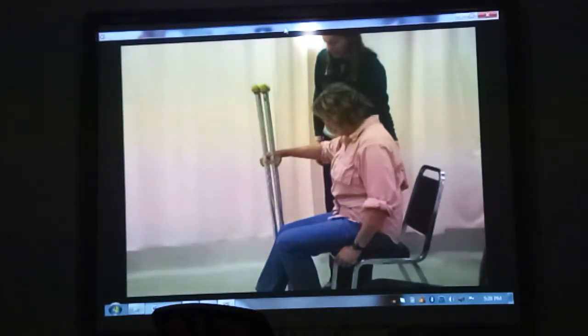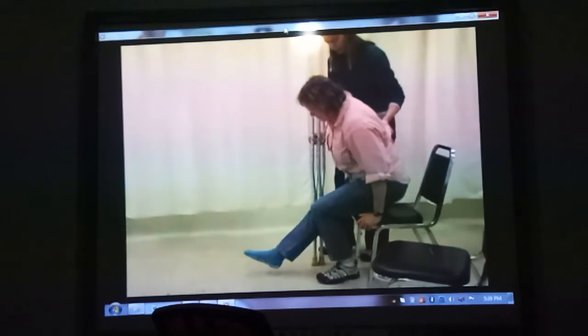The hand pieces of both crutches are grasped in the right hand and are positioned vertically slightly in front and to the side of the chair. The left hand pushes off the chair. To rise, the patient leans the trunk forward and pushes with both hands and the left lower extremity.